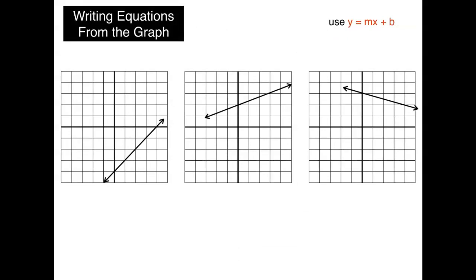Let's use graphs to write our equations by working backwards. So we can see that the first one has a y-intercept of negative 4. From there, we have a rise of 3 over 3, which is the same as 1. Our equation is y equals 1x minus 4. Write the next 2 equations and come back to check your answers.